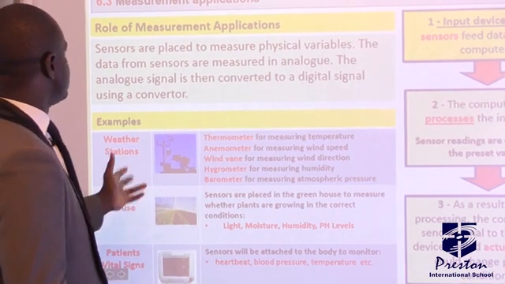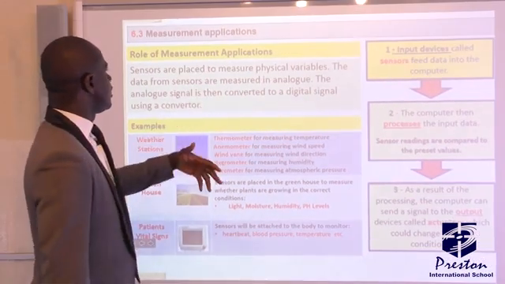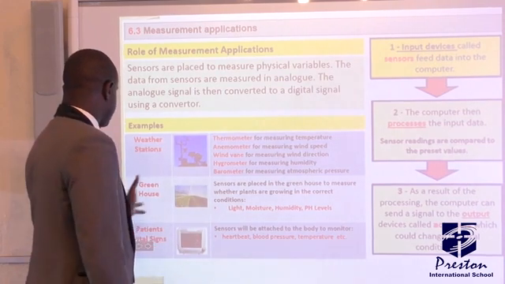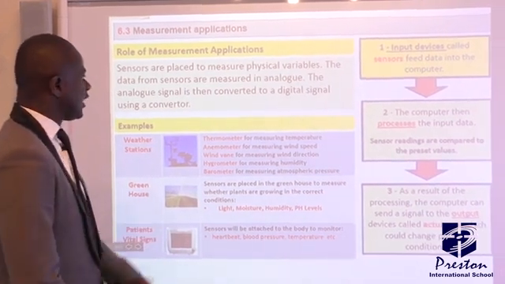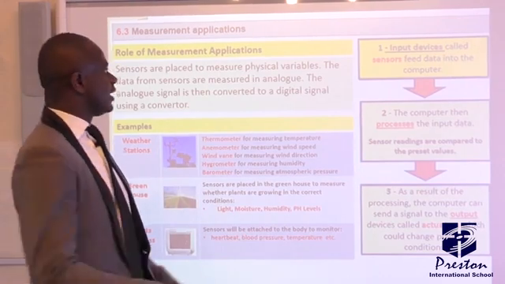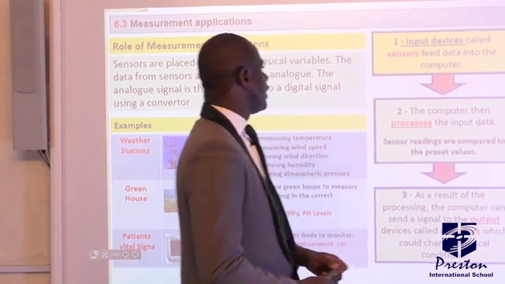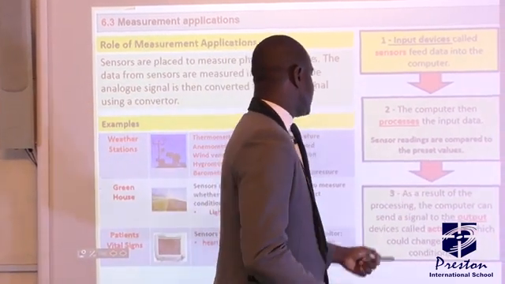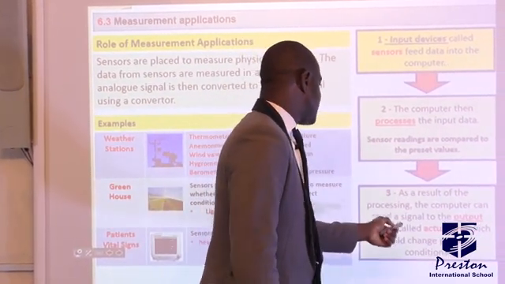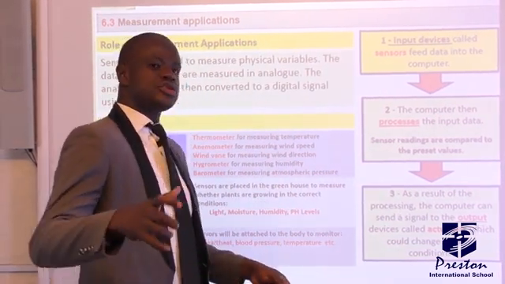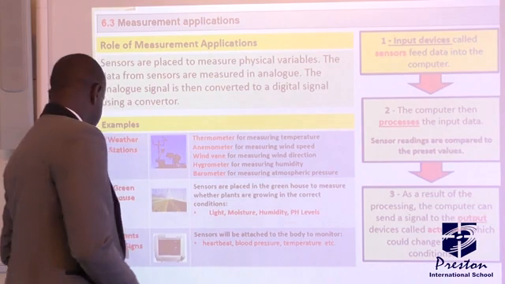So this is just a summary. Sensors measure physical quantities. You have weather stations, you have greenhouses, you have patients' vital signs. And don't forget, input devices called sensors feed data into the computer. The computer processes the data. As a result of the processes, the computer can either output the data or just store it in memory.